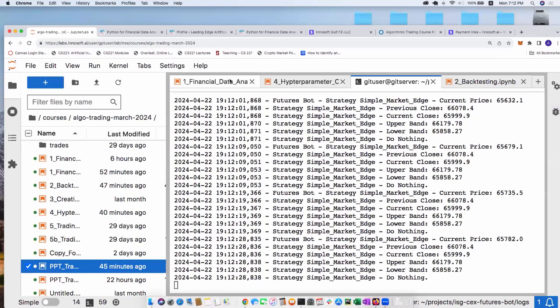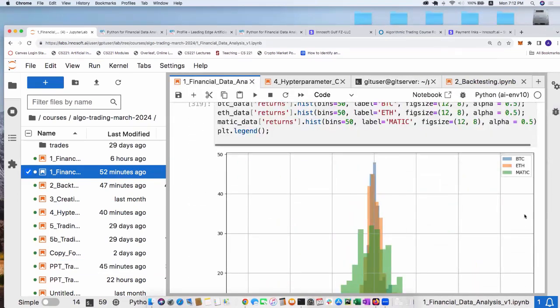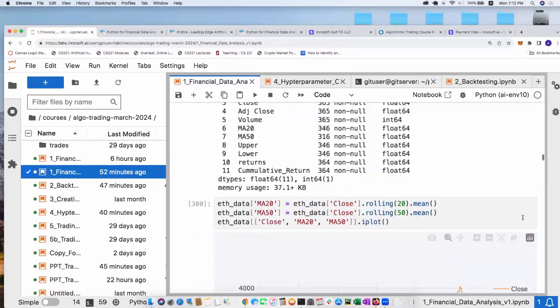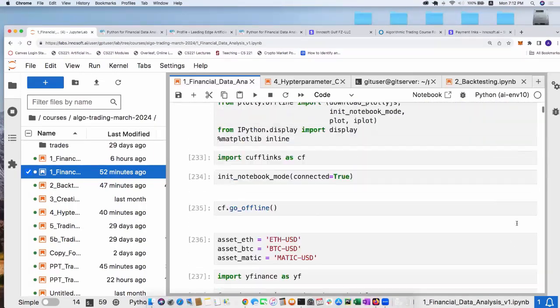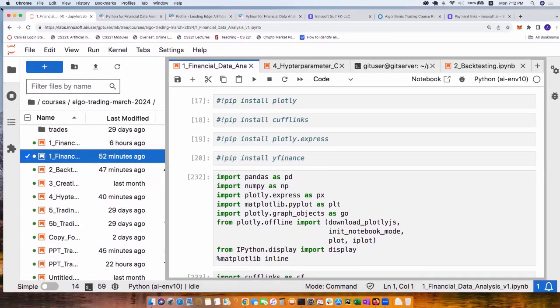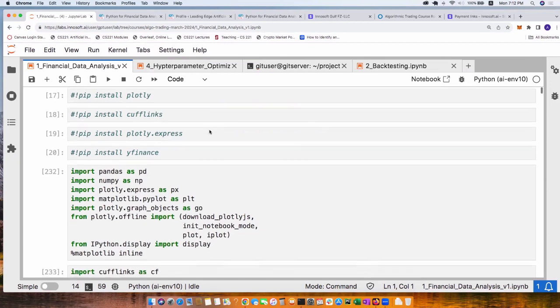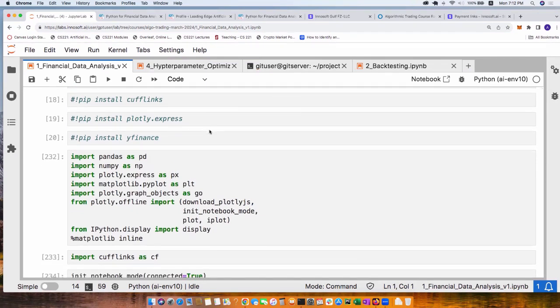So let me start first with the financial data analysis module. I also want to talk a little bit about the prerequisites. This module has a prerequisite, which is that participants need to know Python or some other programming language. You have to have some experience with programming. If you don't and you want to take it, we have a program called the AI or Data Science Professional Program that covers the prerequisites for this.